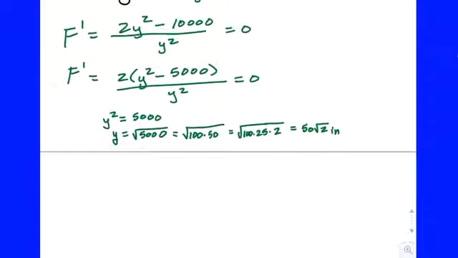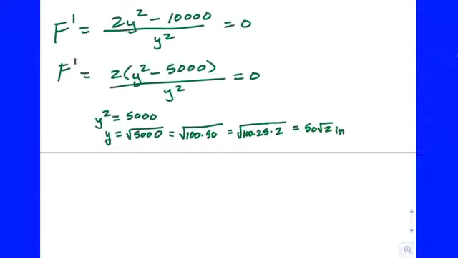Okay, now if you wanted to know if that's a minimum, and not a maximum, how can you tell? Well, let's think about the derivative. The derivative f prime, or the sign of the derivative, I should say, is determined by the sign of y squared minus 5,000. Would you agree? Because 2 out front is always positive and y squared is always positive.